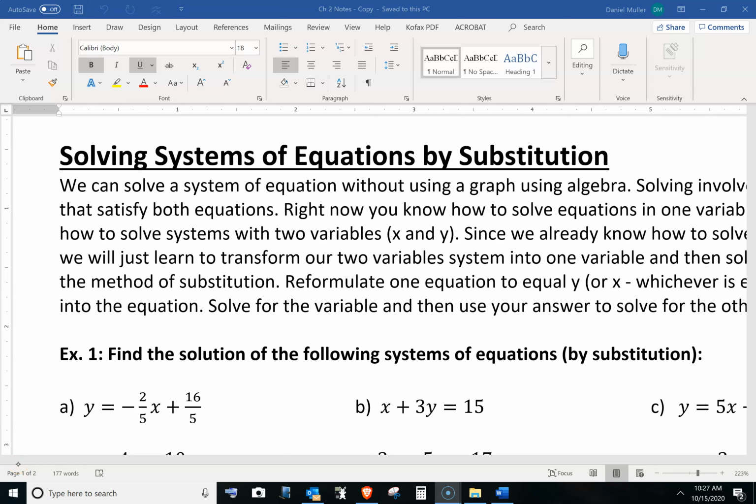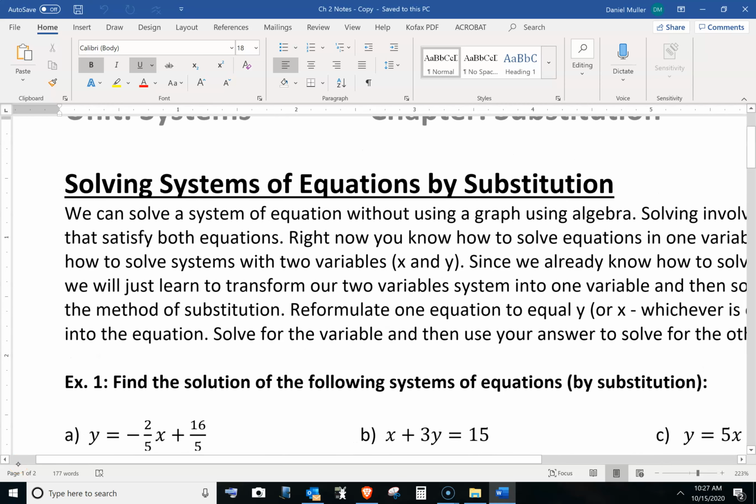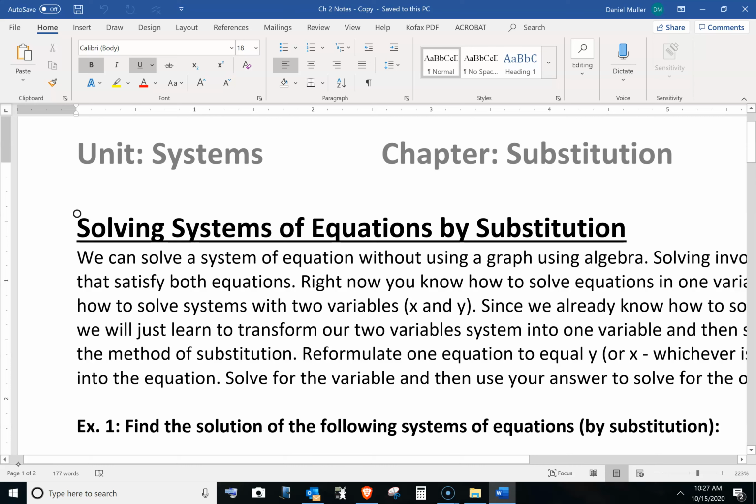Okay, now we're going to be looking at solving systems of equations, but we're not doing it by graphing. There's actually two methods to do this. One of them is elimination and the other one is substitution. The one we're looking at right now is substitution, and that's the one that will always work. Elimination sometimes doesn't work, which is why I'm not going over it right now.